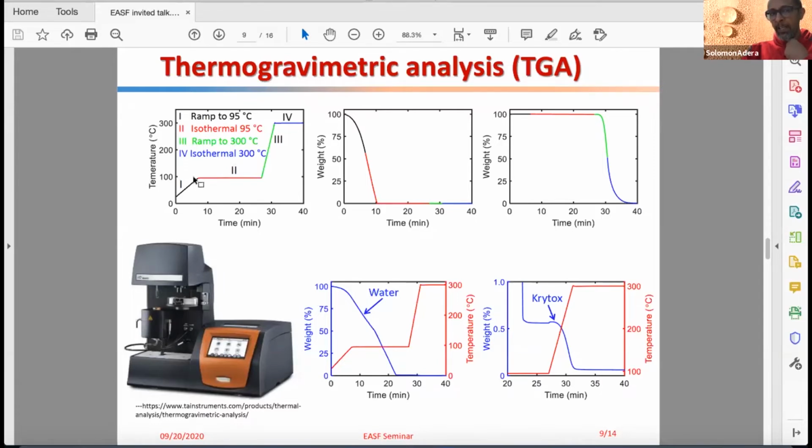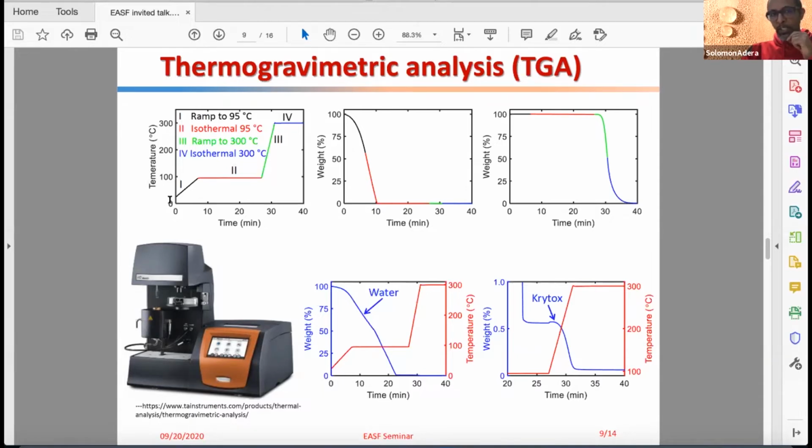And we maintain that temperature for about 25 minutes or so. And then we ramp the temperature to 300 degrees C, and then we maintain it at 300 degrees C for about 10 minutes.